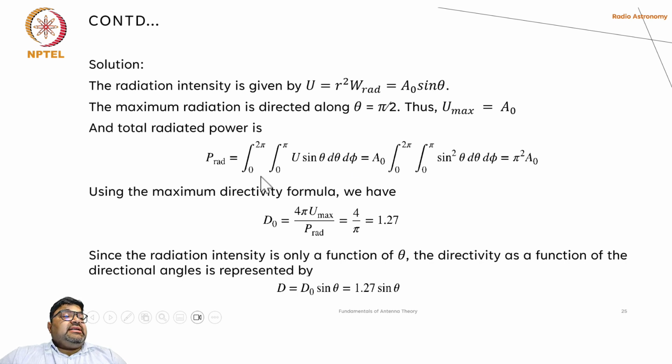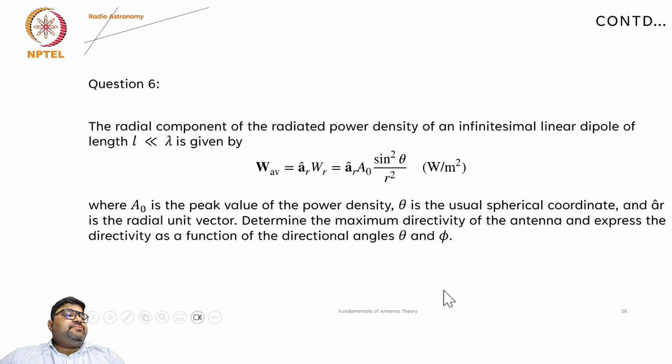P rad is the integral of U sin theta d theta d phi, which is equal to pi square A0. We have already calculated that. Hence the directivity D naught is 4 pi U max over P rad, that is 4 by pi or 1.27. Since the radiation intensity is only a function of theta, the directivity as a function of direction angle is represented by D equal to D naught sine theta, or 1.27 sine of theta. If it had been a sine function of phi, then the phi component would also have been included.